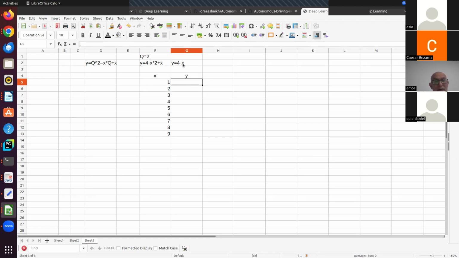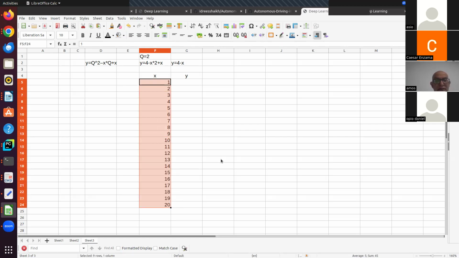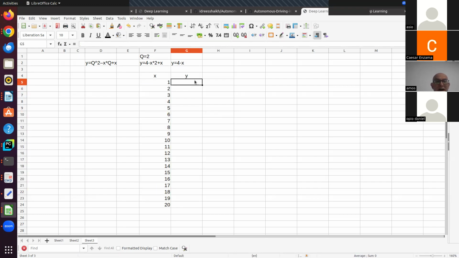One way to do it, which will give you a little more power in Excel, maybe I'll make it even more points. This is an excellent example for you guys, especially if you don't have the mathematics background. So y will be equal to basically 4 minus x. In other words, it will be equal to 4 minus the x, which is this number, correct?